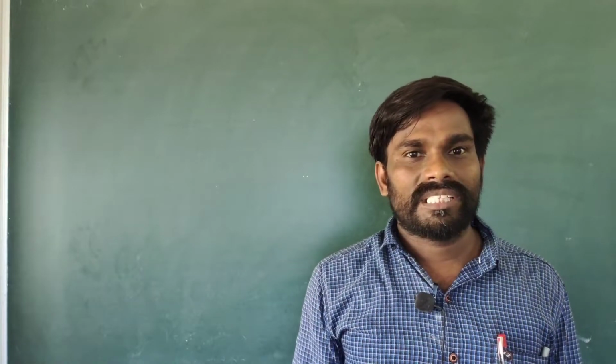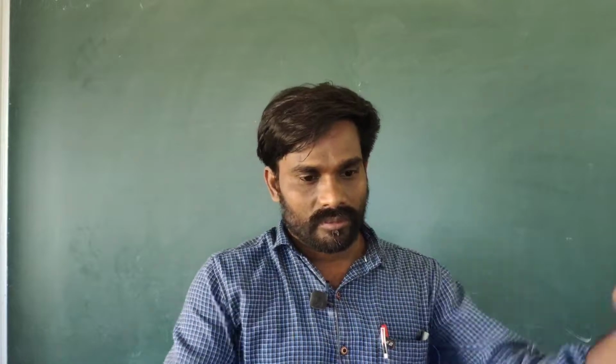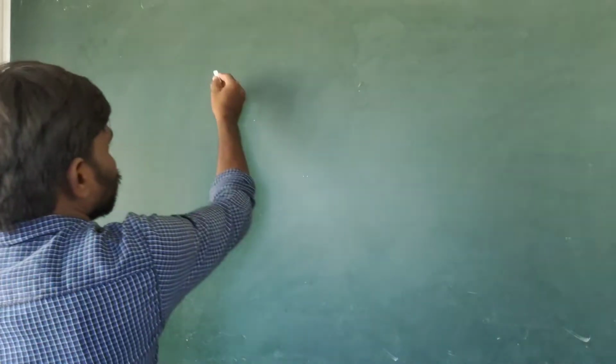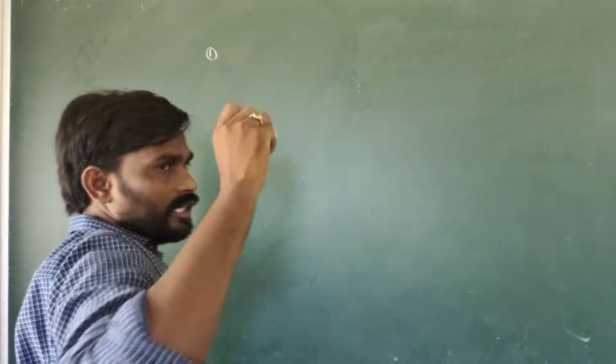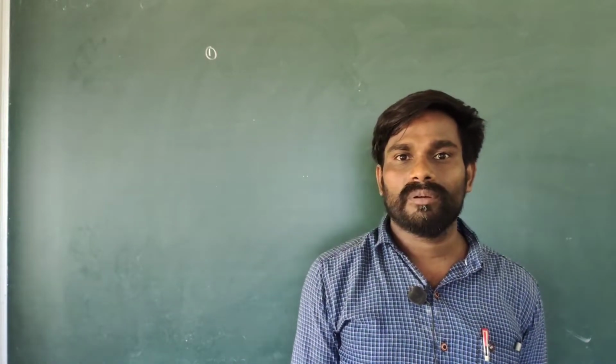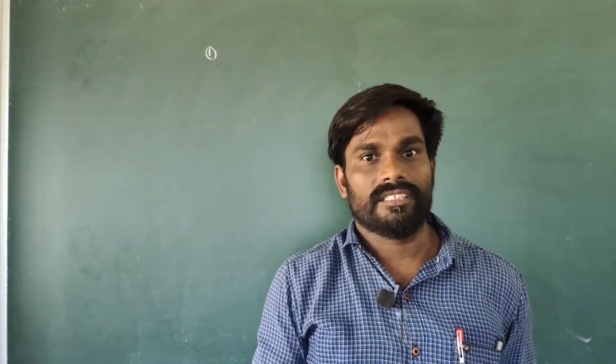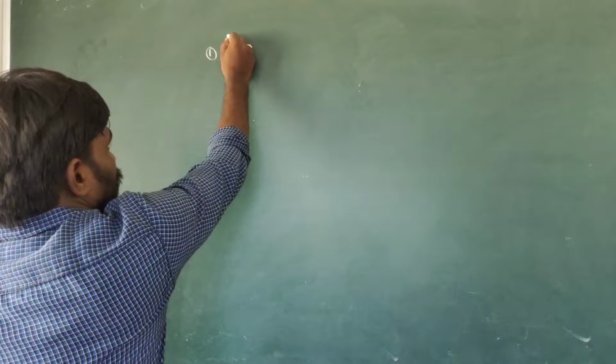Today I am discussing some problems on oblique projectile motion. The first problem: when a body is projected with velocity 80 meters per second at an angle of projection of 30 degrees, find the maximum height, range and time of flight.